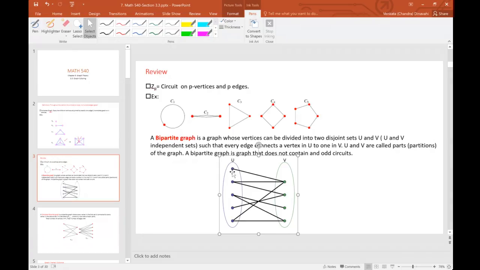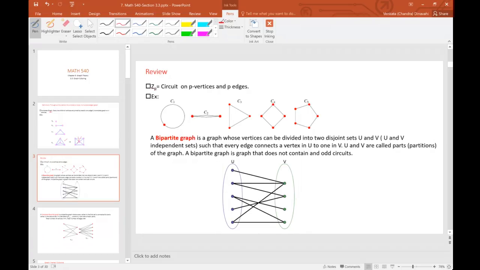For example, from this point, I'll call this 1 here and I'll call this 4. There is no edge connecting 1 and 4. But all I'm saying is, if there is an edge in this graph, it is going from one set to the other, not within. That means I can partition the vertices into two parts. It is called a bipartite graph.